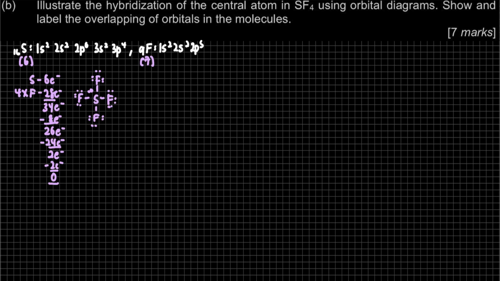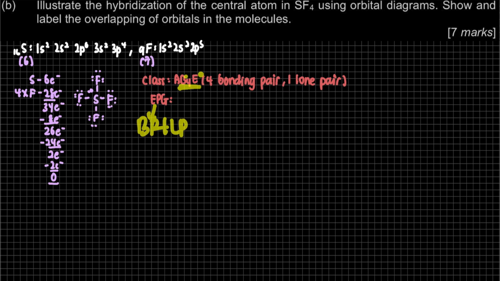Then we may proceed with the class to determine the molecular geometry. For the class of SF4, it will be AB4E. So up to you, E1 or E is fine. What does AB4E mean? AB4E stands for 4 bonding pairs and 1 lone pair. So this is the class. Then you have to determine the electron pair geometry, EPG. Electron pair geometry is when you add up your bonding pairs plus lone pairs. So here, 4 plus 1 is 5.